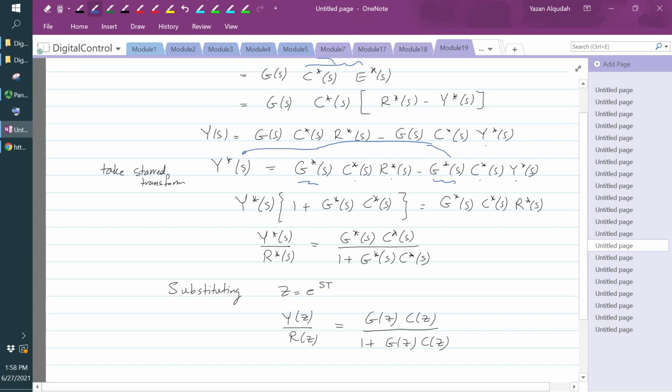I'm going to have Y star multiplied by 1 plus G star multiplied by C star equal to G star multiplied by C star multiplied by R of s, and therefore Y star over R star is going to equal G star multiplied by C star divided by 1 plus G star multiplied by C star. If we substitute e to sT with z, we're going to get Y of z over R of z equal to G of z multiplied by C of z over 1 plus G of z multiplied by C of z.